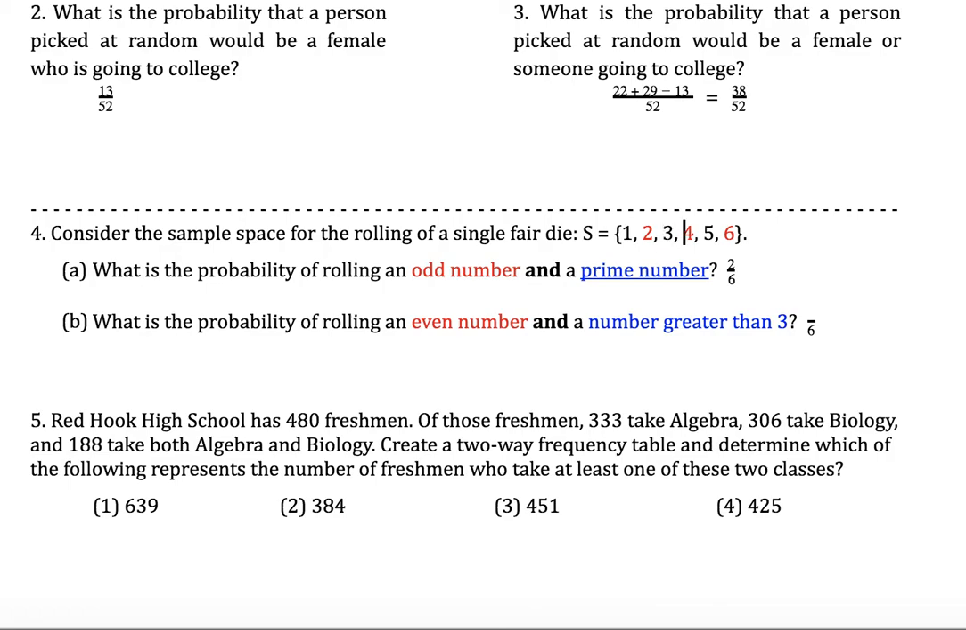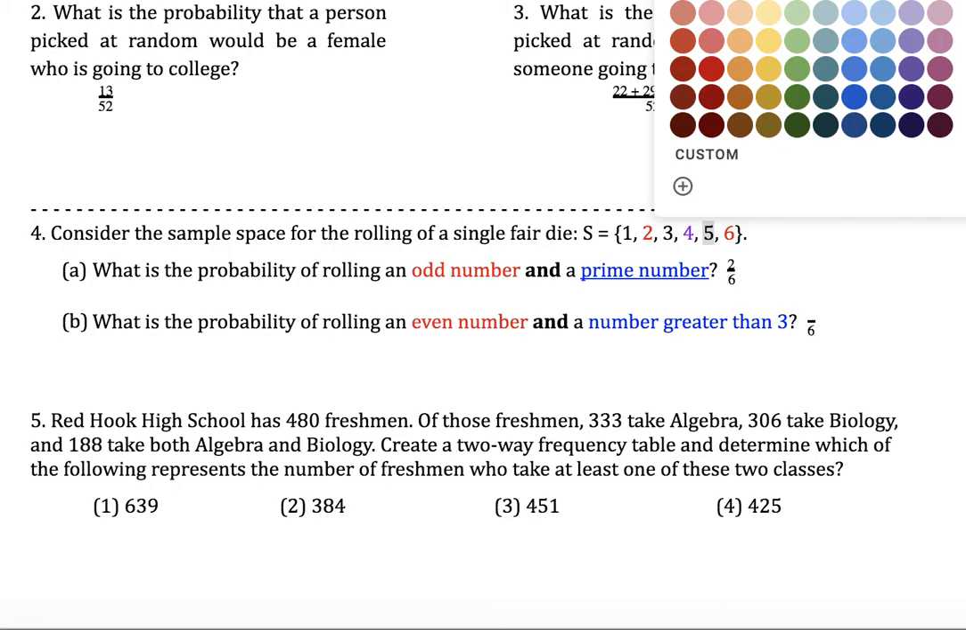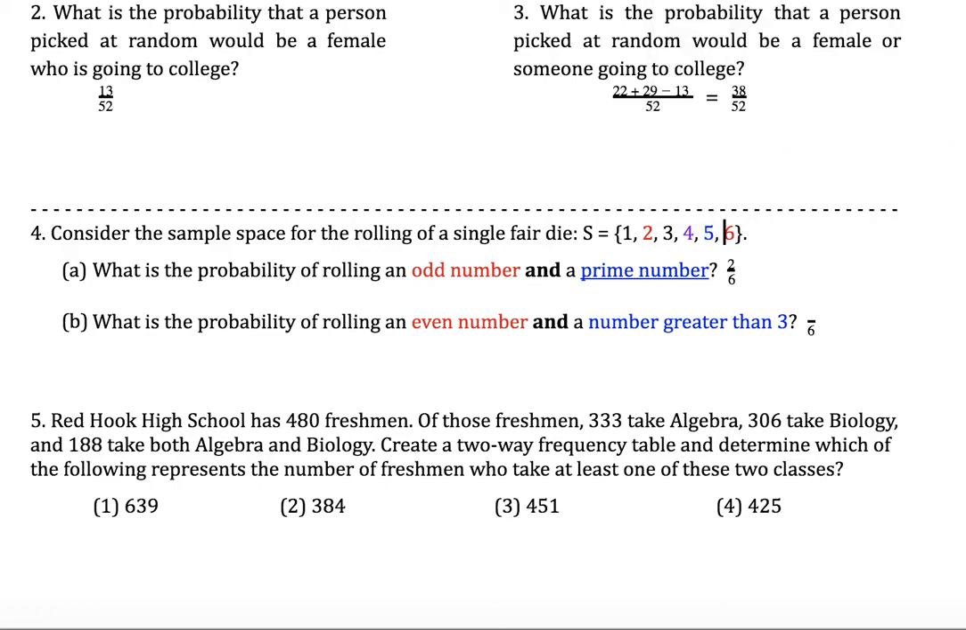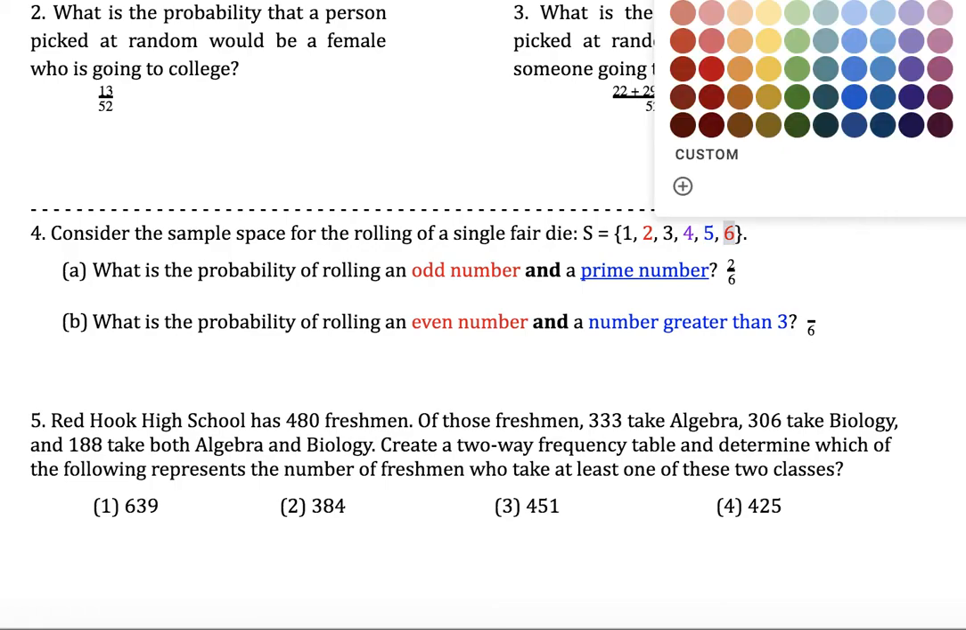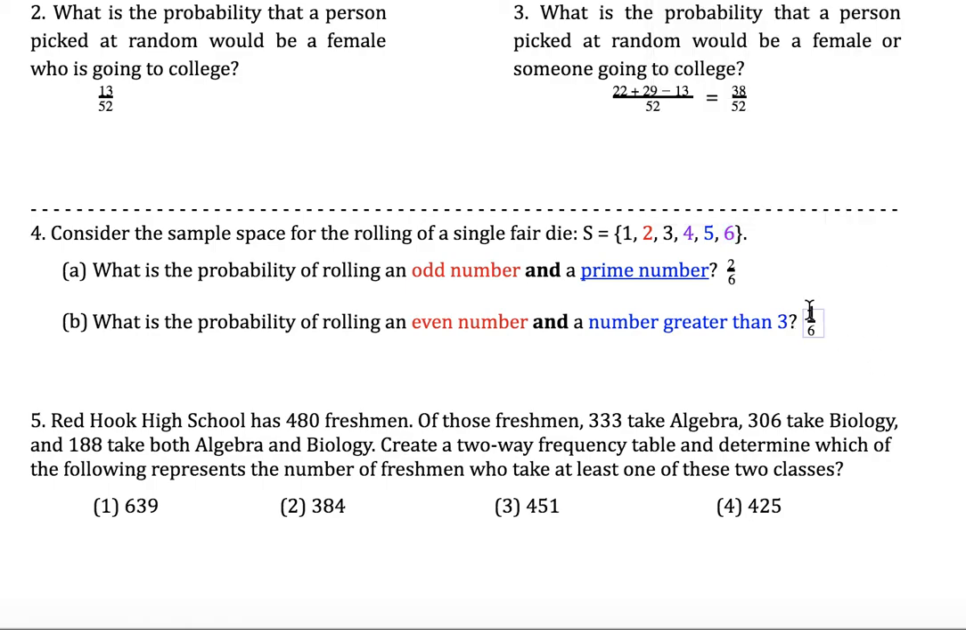4 is greater than 3, but 4 was already highlighted as red, so now with blue it's going to become purple. 5 is greater than 3. That's blue. 6 was already highlighted as well, so that now becomes purple. And so again, I have 2 that overlap. 4 and 6 are both even numbers and greater than 3. That is 2 out of 6.